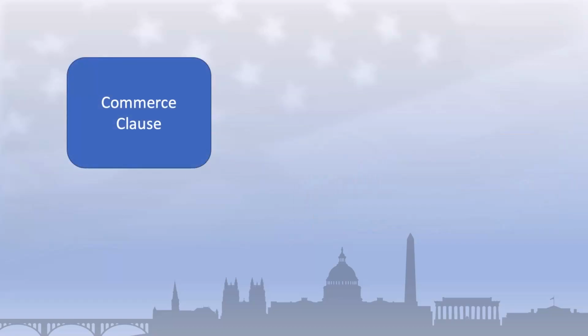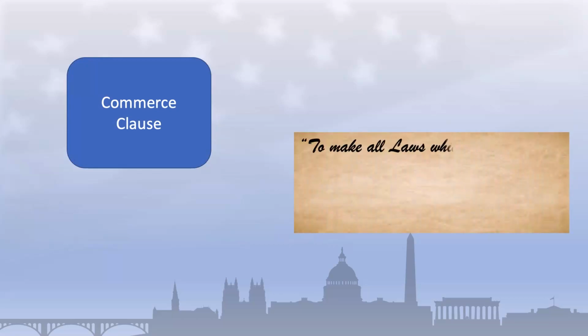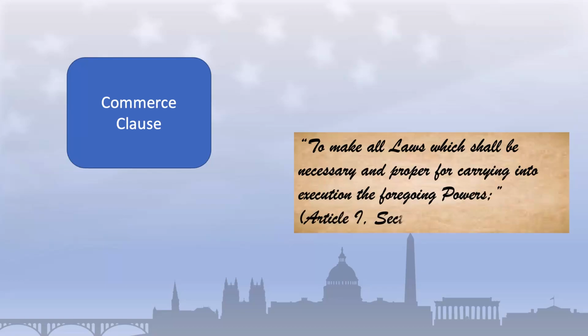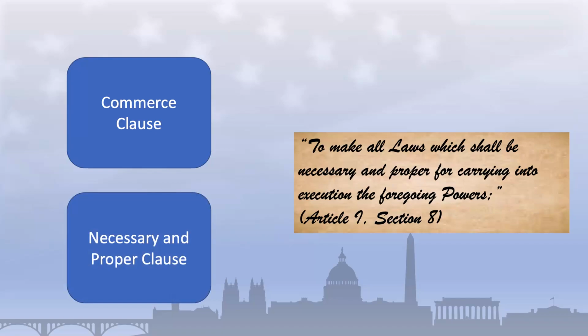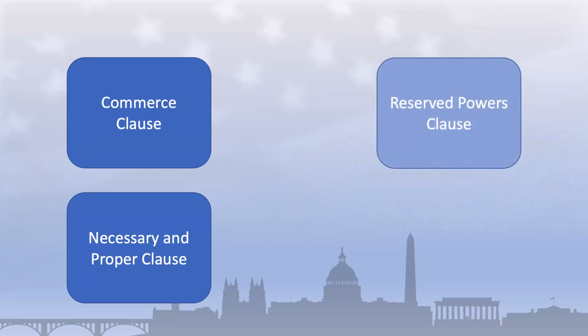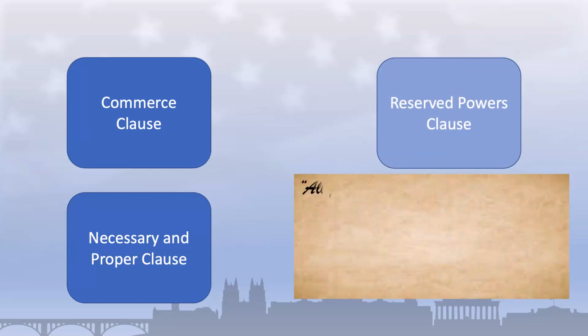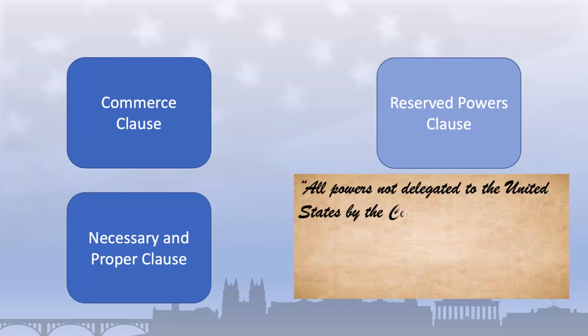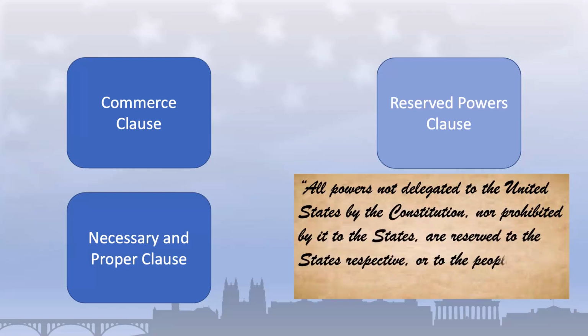It also gave Congress the power to make all laws which shall be necessary and proper for carrying into execution the foregoing powers, which is often referred to as the necessary and proper or the elastic clause. These two clauses were balanced against the reserved powers clause of the 10th Amendment, which, if you remember, says that all powers not delegated to the United States by the Constitution, nor prohibited by it to the states, are reserved to the states respectively, or to the people.